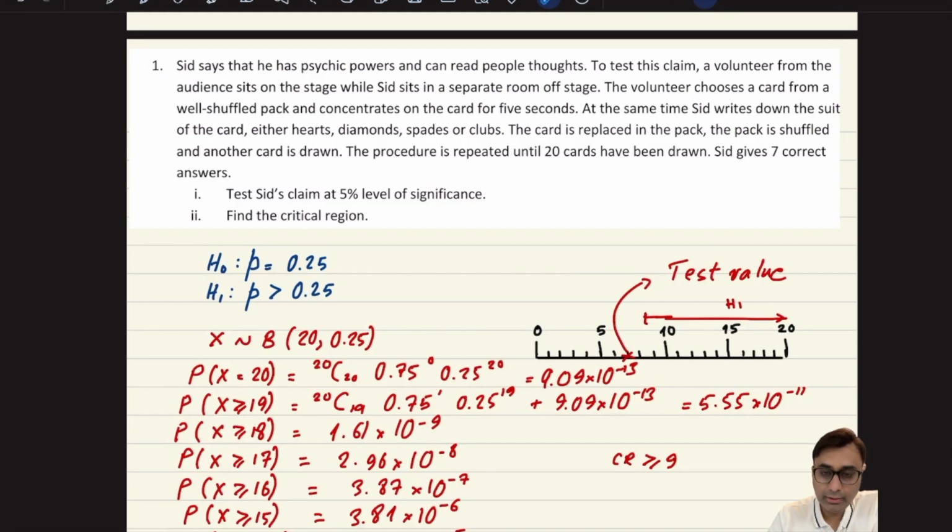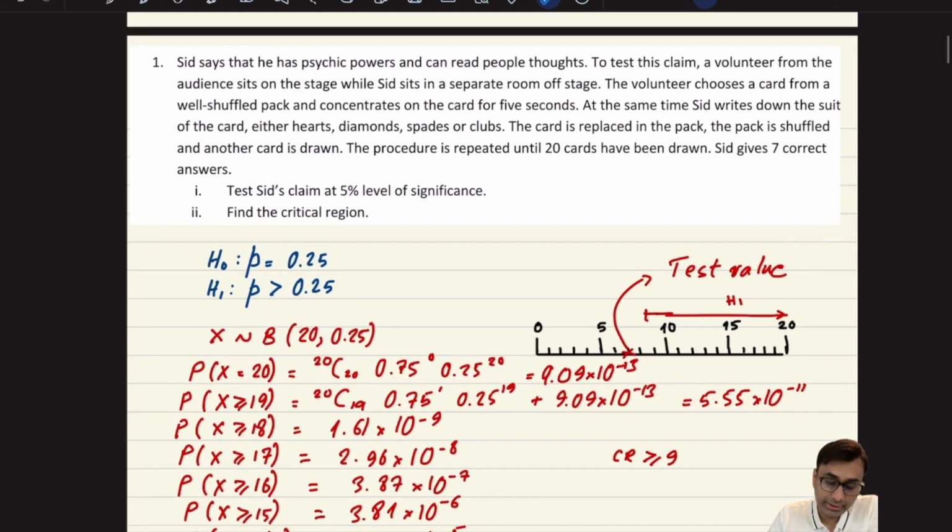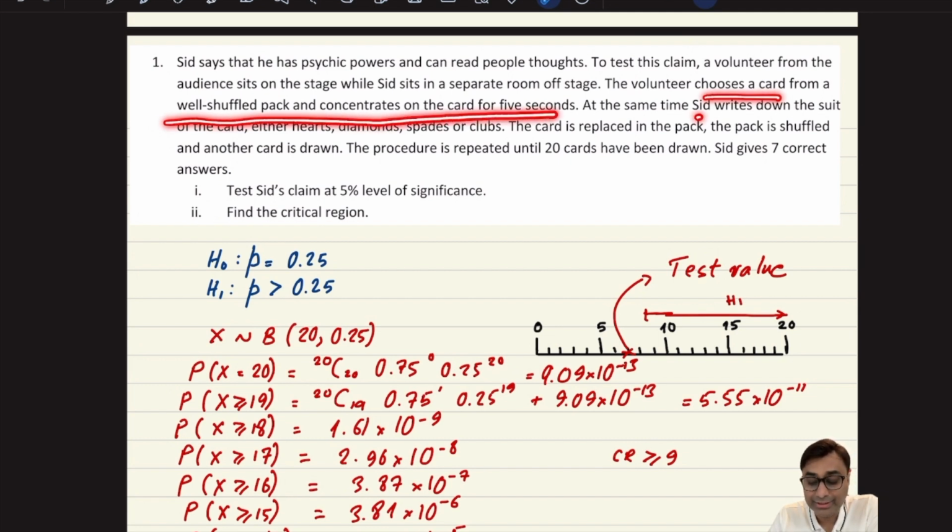Let's have a look at one example. The question says, Sid says he has psychic powers and he can read people's thoughts. To test this claim, a volunteer from the audience sits on the stage while Sid sits in a separate room off stage. The volunteer chooses a card from a well-shuffled pack and concentrates on the card for 5 seconds. At the same time, Sid writes down the suit of the card, either hearts, diamonds, spades, or clubs. The card is replaced, the pack is shuffled again, and then another card is drawn. The procedure is repeated until 20 cards have been drawn, and the result is that Sid has given 7 correct answers.